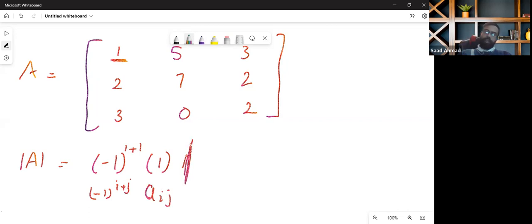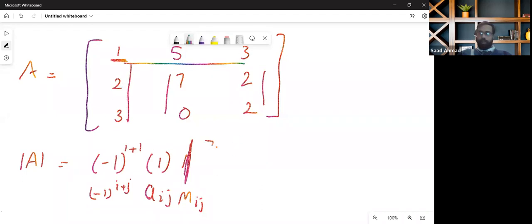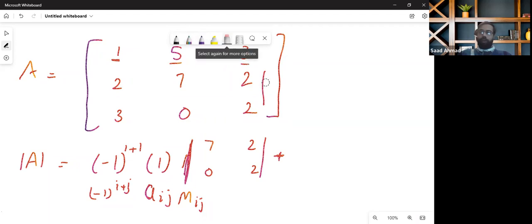Now M_ij means the determinant of the remaining matrix, ignoring the first row and the first column. Then we get to the next. We need to add all of them, moving along until the number of columns ends.